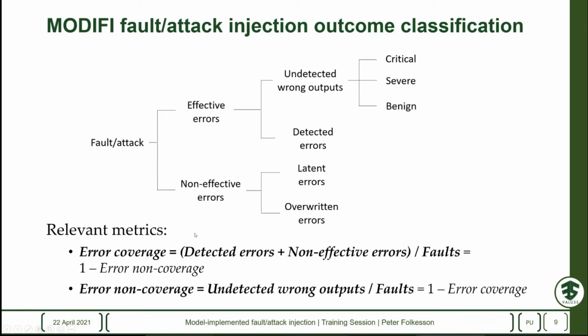Now here, relevant metrics which are obtainable using this classification include error coverage, which using this classification may be calculated as the number of detected errors plus the number of non-effective errors divided by the total number of faults. And this, we can say, is equal to 1 minus the error non-coverage, where we can calculate the error non-coverage as the number of undetected wrong outputs divided by the total number of faults injected.